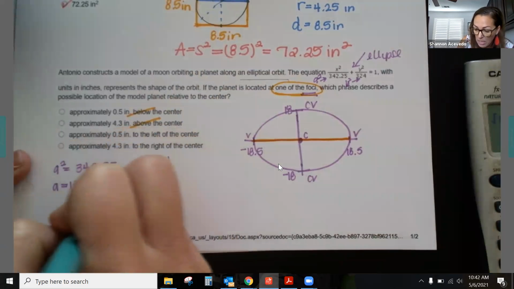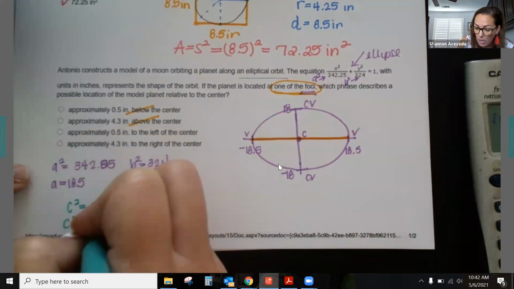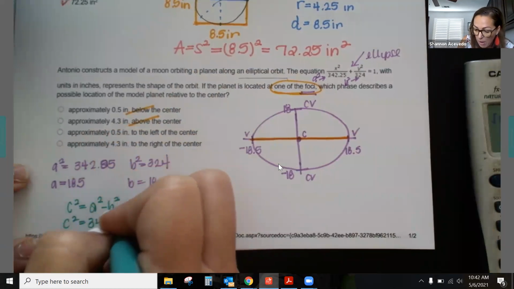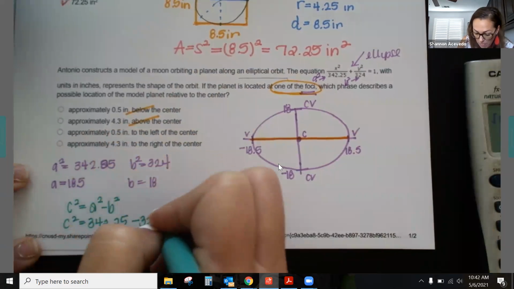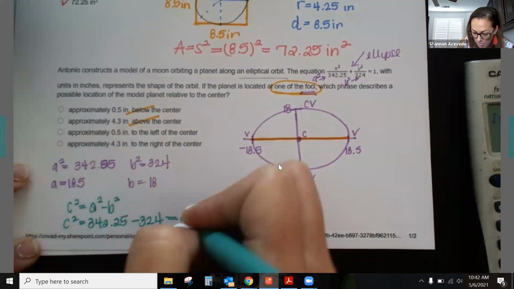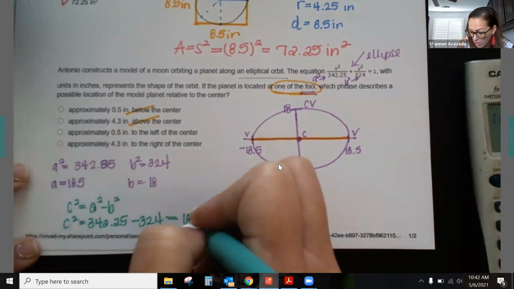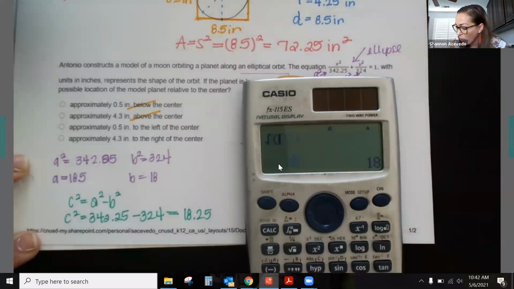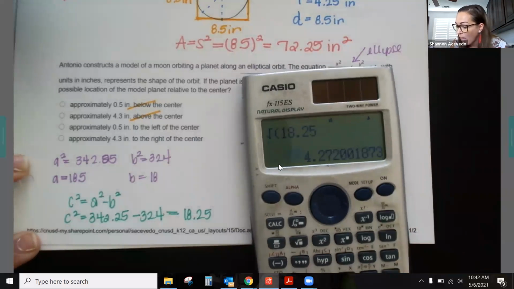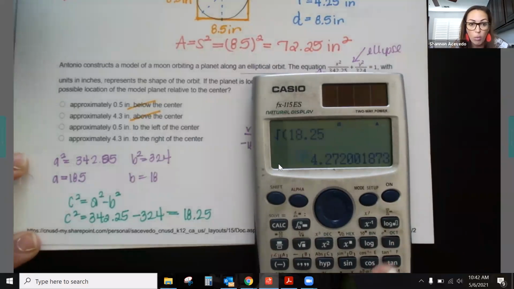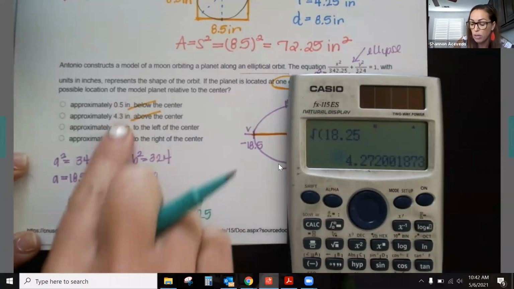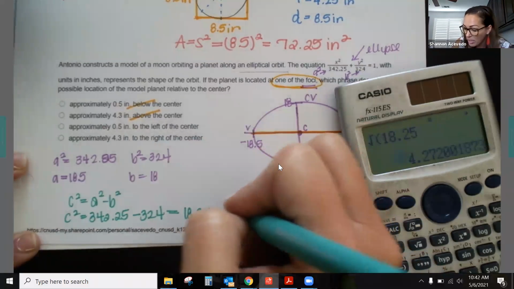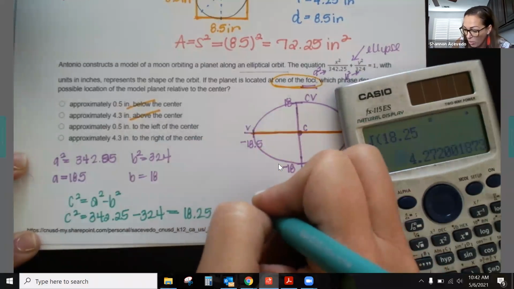So C squared is equal to A squared, which is 342.25, minus B squared, which was 324. So this is going to leave me with 18.25. So C squared is 18.25. If I take the square root of 18.25, I get approximately 4.3. We'll round it to the tenths, as you can see their numbers are rounded to the tenths. So I know that C is going to be approximately 4.3.